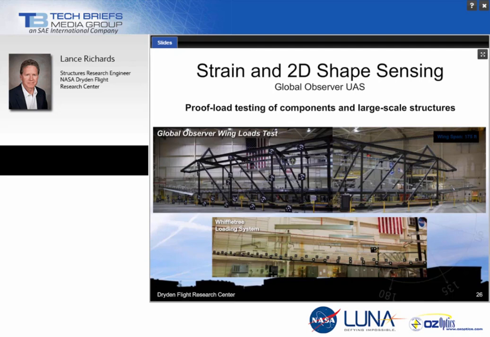And we loaded this from 0% all the way up to 100% of design limit load. The bottom picture shows a segment of the wing with these photogrammetry targets, which was used as our truth or validating standard to evaluate the wing shape calculations, which I'm going to show on the next slide.